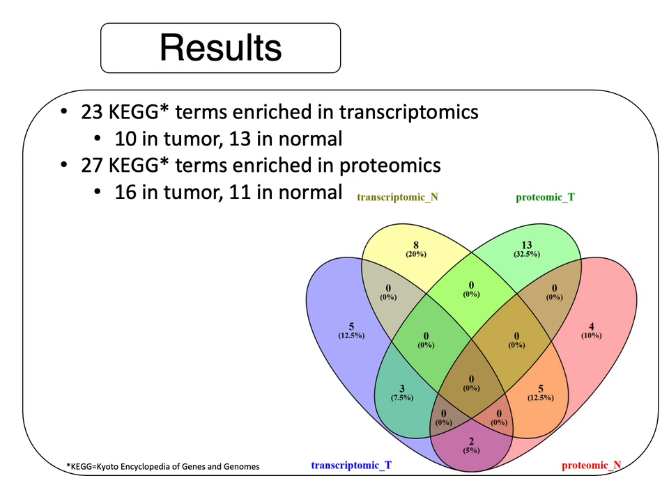Meanwhile, we found another 27 enriched KEGG terms in proteomics, 16 for tumor, as shown in the green circle, and the rest of 11 for normal, as shown in the red circle on the Venn diagram.